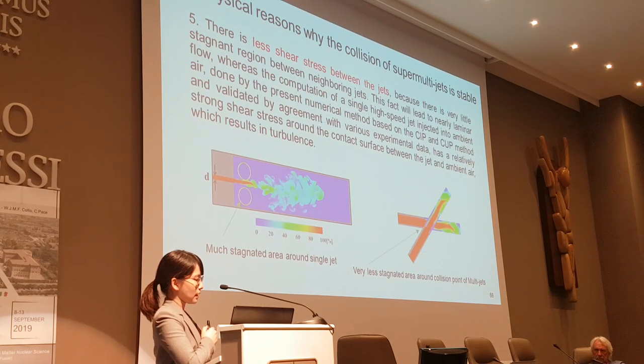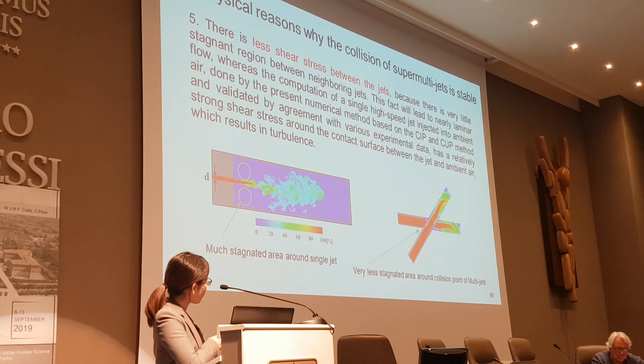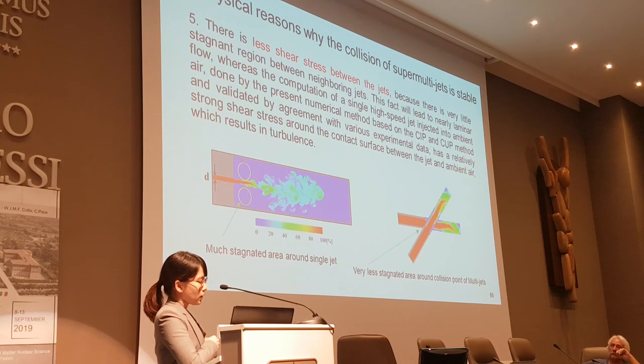And the fifth reason is that there's less shear stress between the jets, because there's very little stagnant region between the neighboring jets. This fact will lead to nearly laminar flow, whereas in the computation of a single high-speed jet, in this picture, and this is for the super multi-jets, there is very little stagnated area on the collision point of super multi-jets. You can see that for the single jet, it has strong shear stress around the contact surface between the jet and the ambient air, which cannot be seen in the computation for super multi-jets.